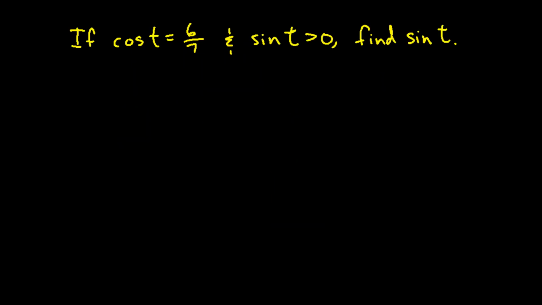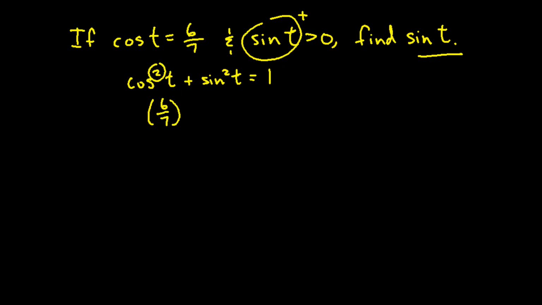If cosine t equals 6/7 and sine t is greater than 0, find sine of t. So this is just telling us that sine of t is positive, and they want us to find sine of t. Since it's 6/7, we could tell this isn't something that they're talking about on the unit circle. Those are not values that we find on there. So we need to use the formula cosine squared t plus sine squared t equals 1. And we'll substitute in what cosine t is, 6/7, and we square that, and we bring down sine squared t equals 1. Then we calculate the 6/7 squared.